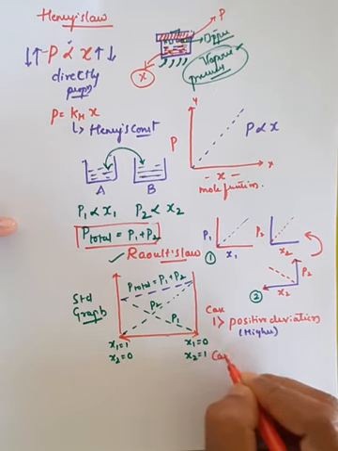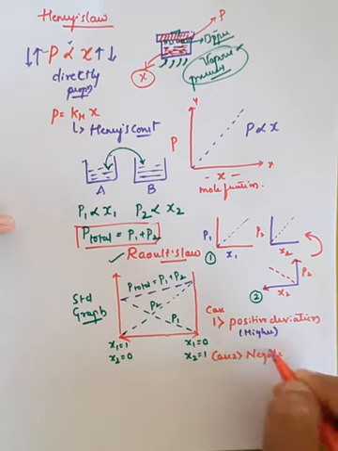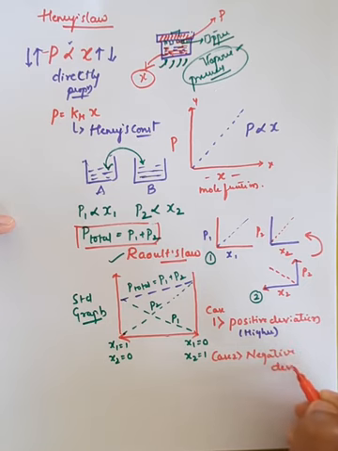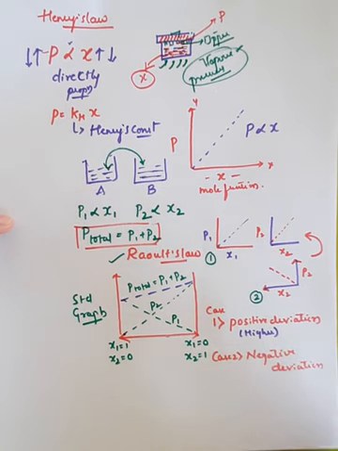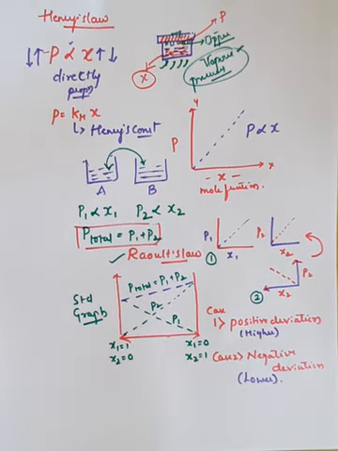And case 2 is called negative deviation. Whenever you get a lower value than the standard value, it is called a negative deviation, right? Further, we'll see the graphical representation of positive deviation as well as negative deviation from Raoult's law.